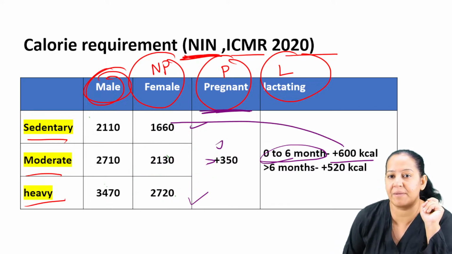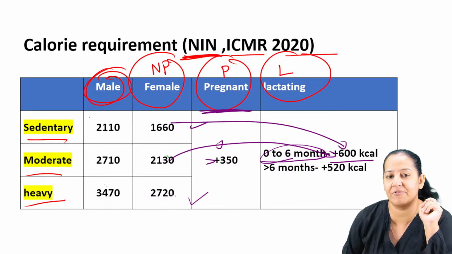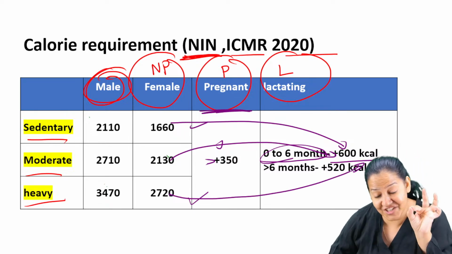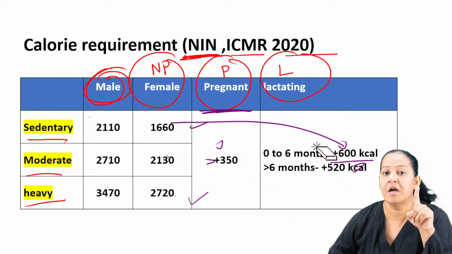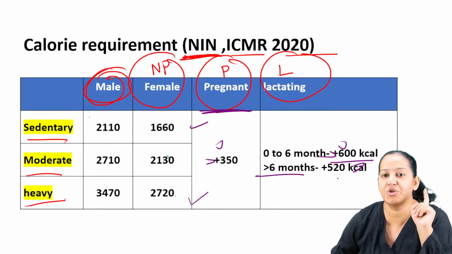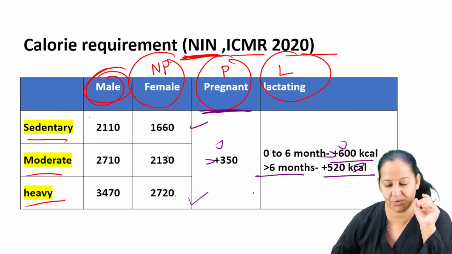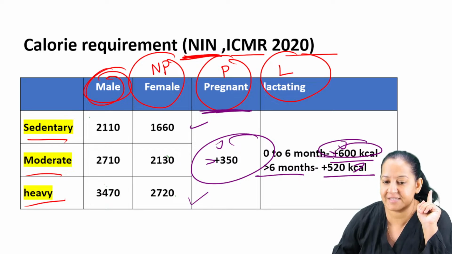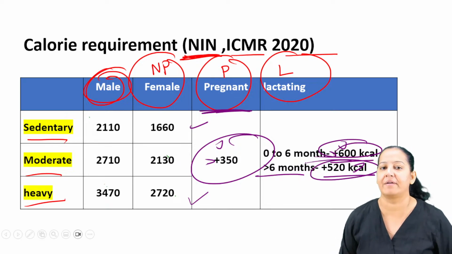So 1600 plus 600, 2100 plus 600, 2700 plus 600. Additional 600 during first 6 months of lactation. During the late 6 months of lactation, she should eat additional 520. So you get question on 350, 600 and 520. Please learn it by heart. I hope you got it.